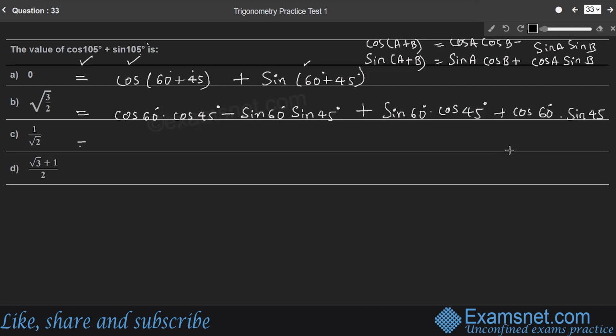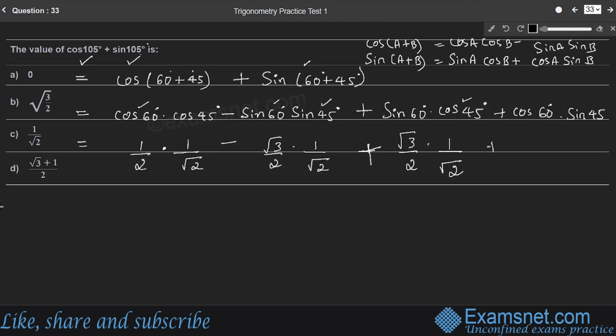Right? So now substitute the values. What's the value of cos 60? Which is 1 by 2. Right? Into cos 45, which is 1 by root 2. Minus sin 60, whose value is root 3 by 2, into sin 45, which is 1 by root 2. Right? Plus sin 60 again, which is root 3 by 2, into cos 45, which is also 1 by root 2. Right? Cos 45 and sin 45 values are the same. Plus cos 60, which is 1 by 2, into sin 45, which is 1 by root 2.